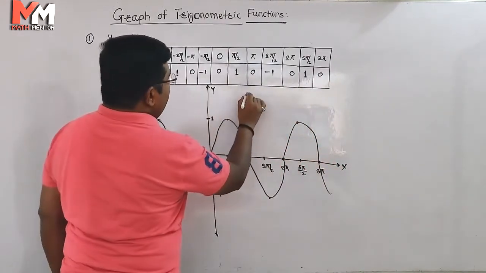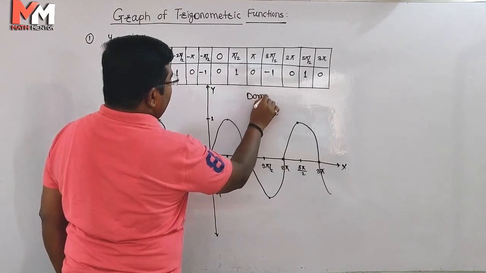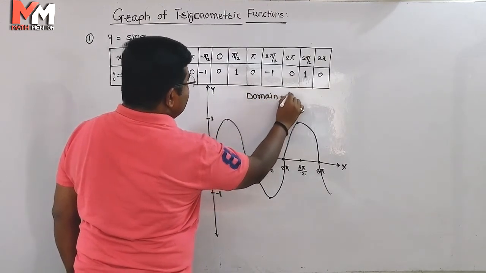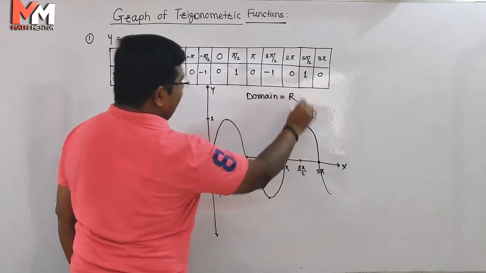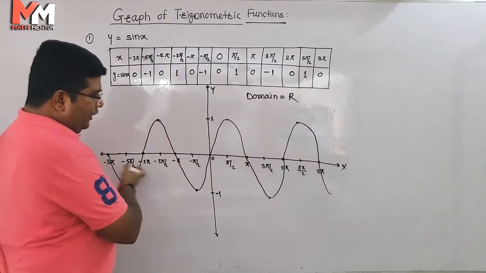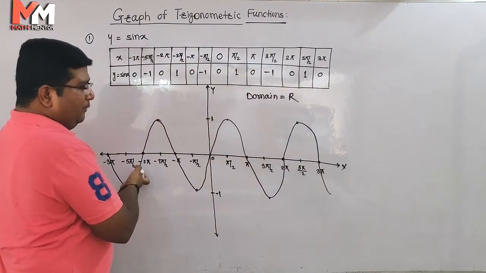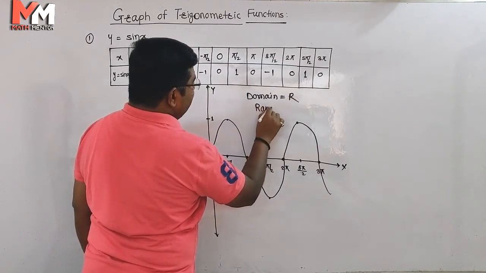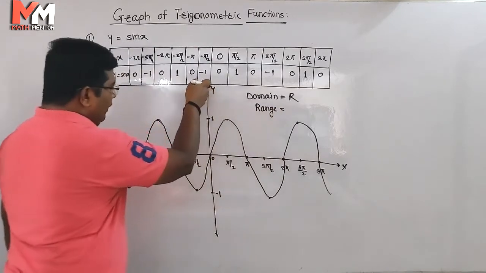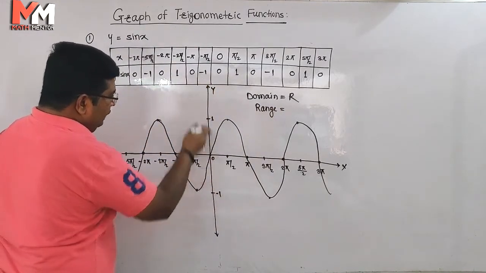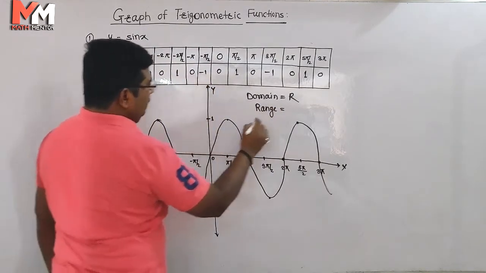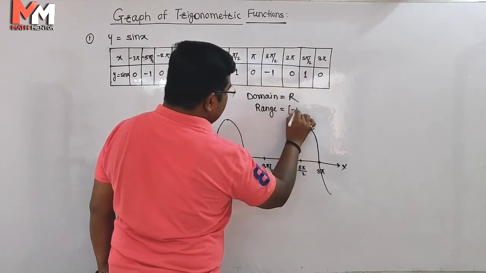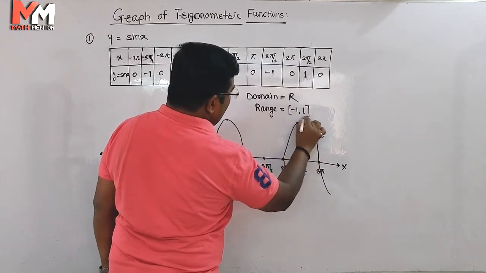So first of all, define the domain. Remember, the domain is the x-axis, that is R. R is the set of real numbers. These are the real numbers for which the trigonometric function is defined. Now the range is the values on the y-axis. So values on the y-axis: closed interval minus 1 to plus 1.